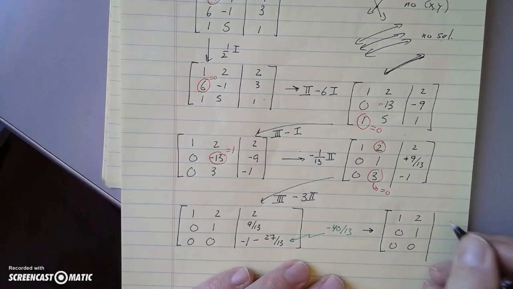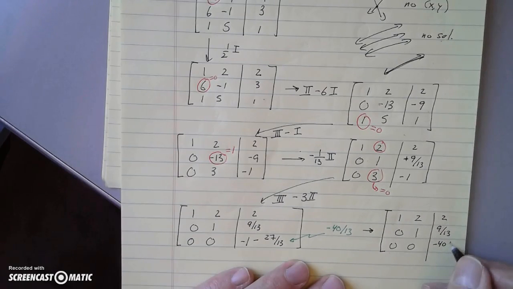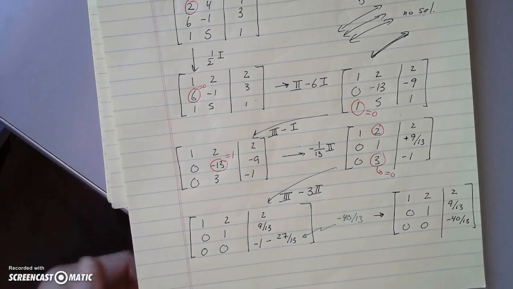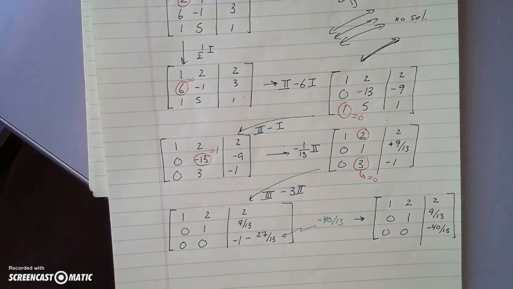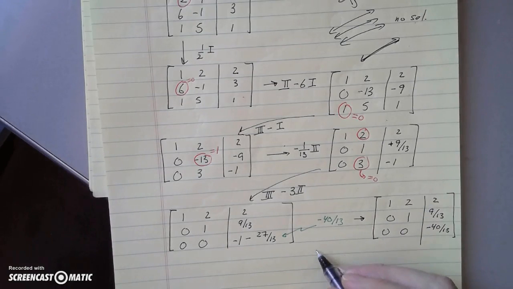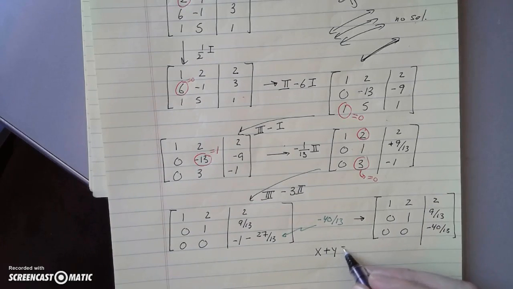And I'll show you why. Look at this. Why are we done? Remember, we're not expecting a solution here. Chances are these three lines don't intersect at one common point. And that's apparent now from this augmented matrix. To see that, let's look back. Right now, the matrix says x plus y is 2. It says that y is 19/13. And it says that 0 equals minus 40/13.